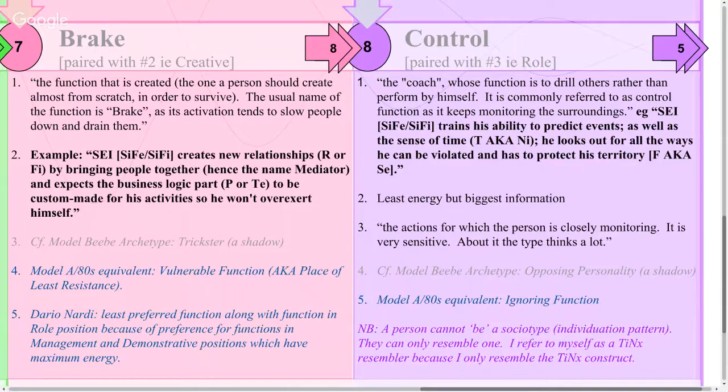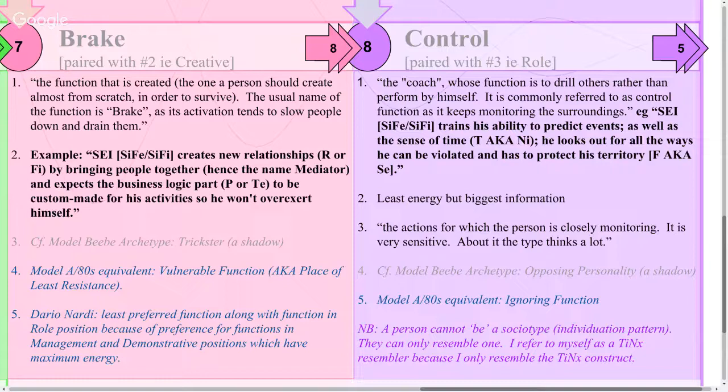Right, so for example, SEI, that's Keirsey ISFJ, creates new relationships by bringing people together and expects the business logic part to be custom made for his activities so he won't overexert himself. So what we're saying there is the ISFJ will bring people together and it's like, there you go, do the business thing. I brought you together. It's not up to me to do it. All right. Because TE is very weak in ISFJ.